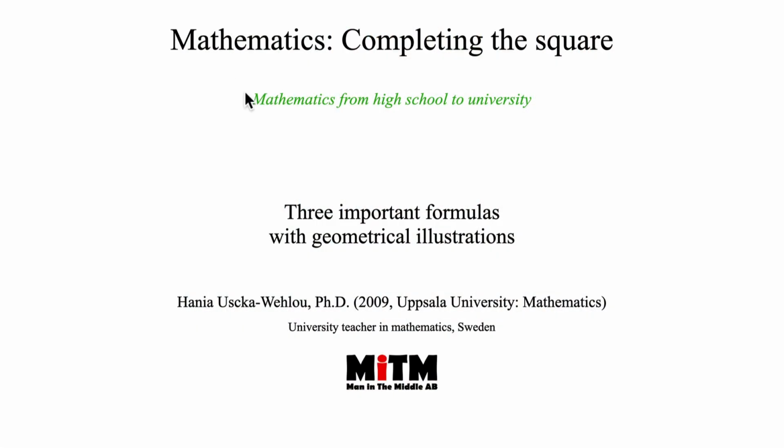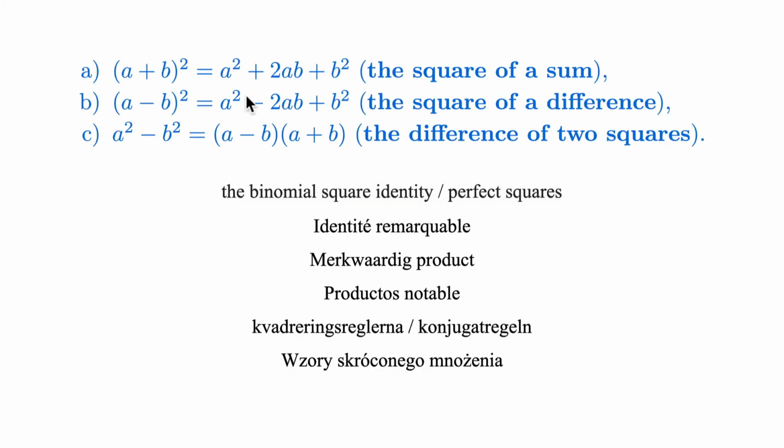Hello, in this video you will see three very important formulas with a proof that they are really valid and with geometrical illustrations. Let's start. Three important formulas with geometrical illustrations. And here are the formulas. They are known as the square of a sum, the square of a difference, and the difference of two squares.